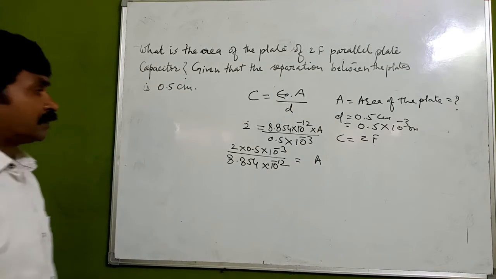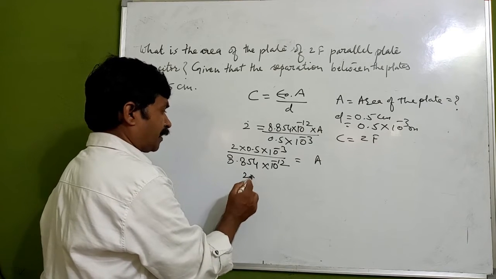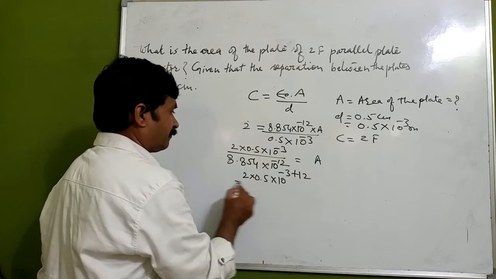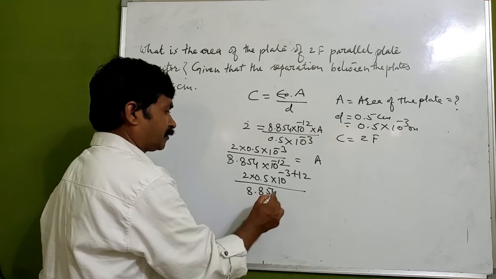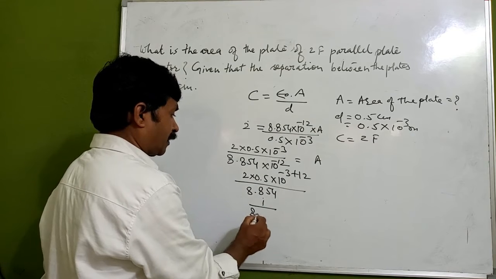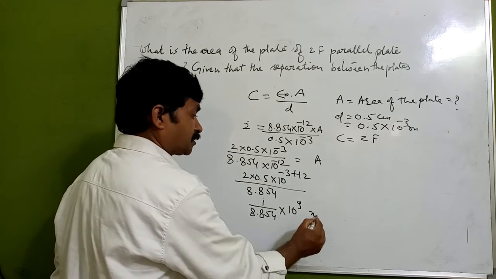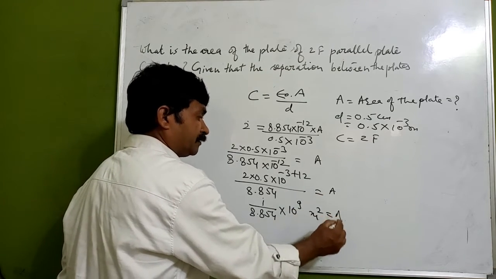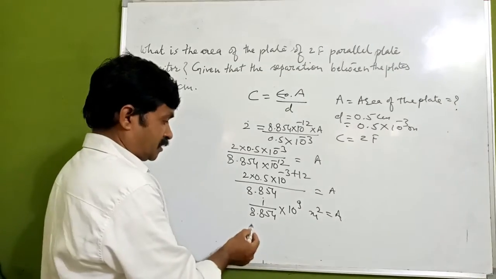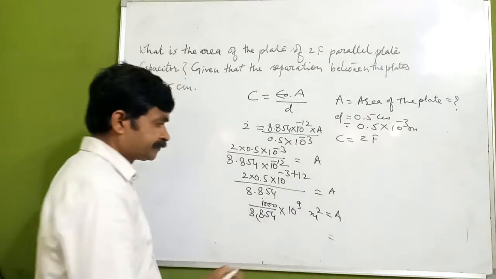Now if we calculate this, we have 2 into 0.5 into 10 raised to the power minus 3 plus 12 divided by 8.854. So it is going to be 1 upon 8.854 into 10 raised to the power 9 meter square, which is going to be the area. If we calculate it, it is 1330.